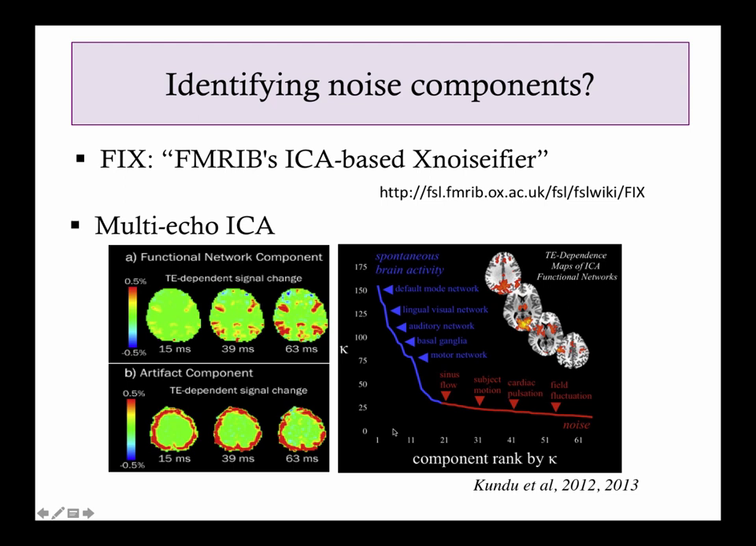But not all artifacts separate out very well with ICA. That's important. So it's not a magical solution. In particular, some physiological effects like those relating to breathing and heart rate actually arise from BOLD mechanisms. And so we would need other kinds of methods to try to separate them.